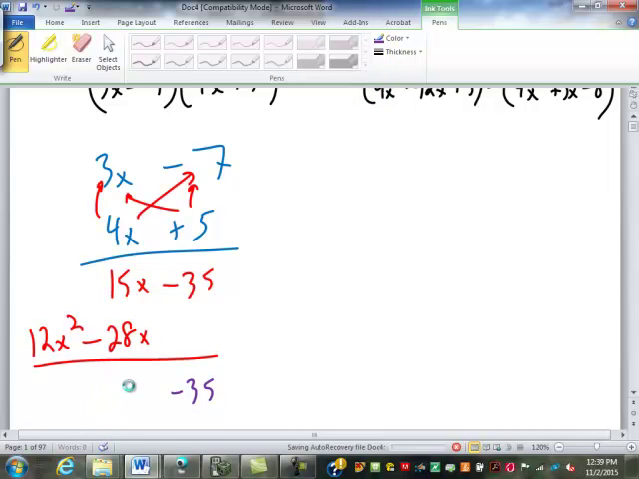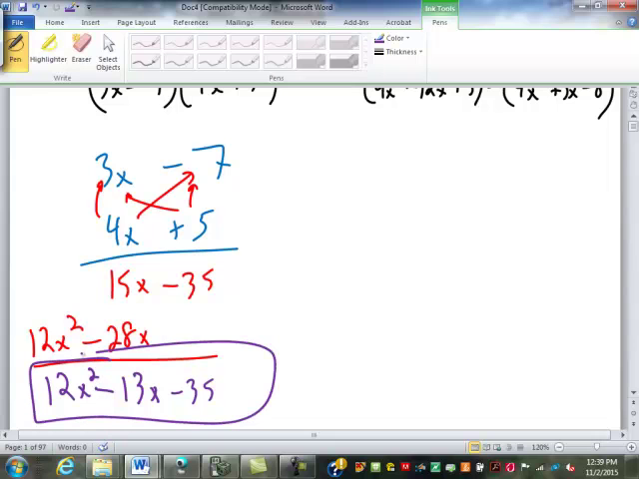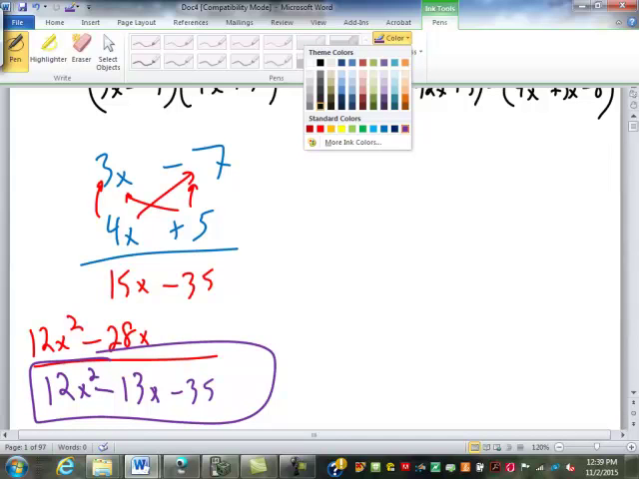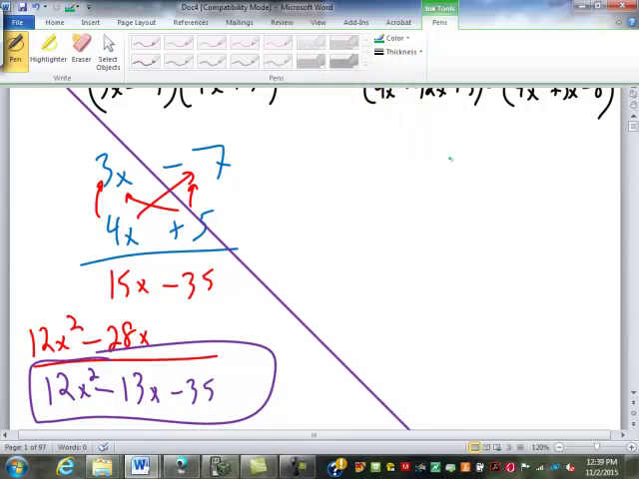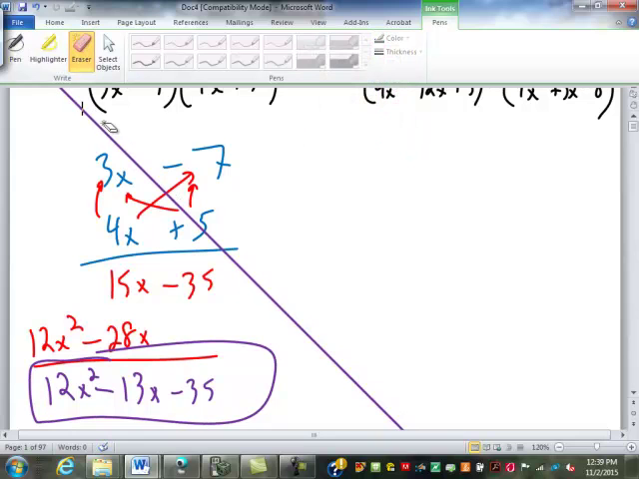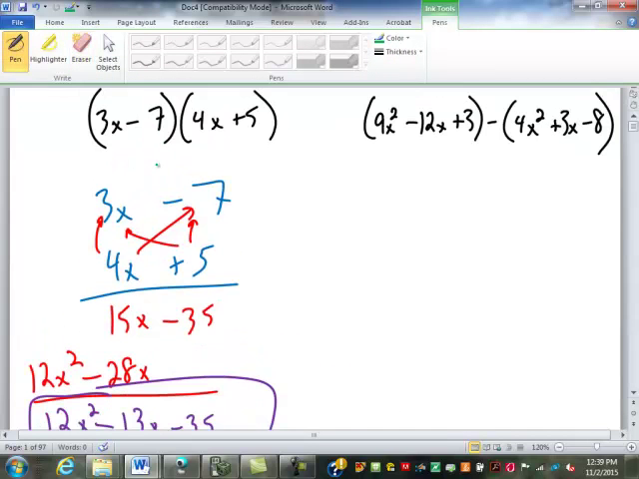15 and negative 28 make a negative 13x and 12x squared. So 12x squared minus 13x minus 35. Everybody get that? Anybody not get that? Why couldn't we have done this stuff earlier? Because we weren't ready yet.